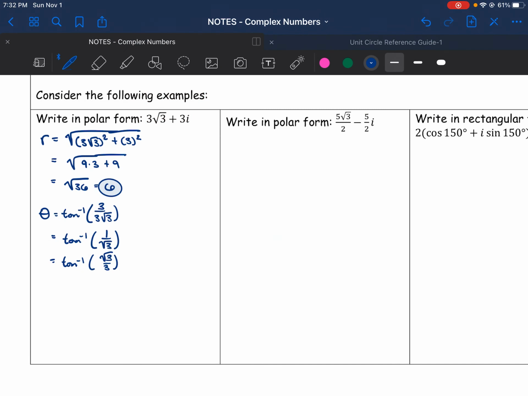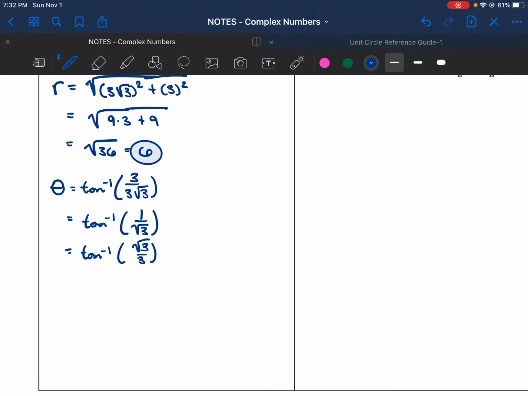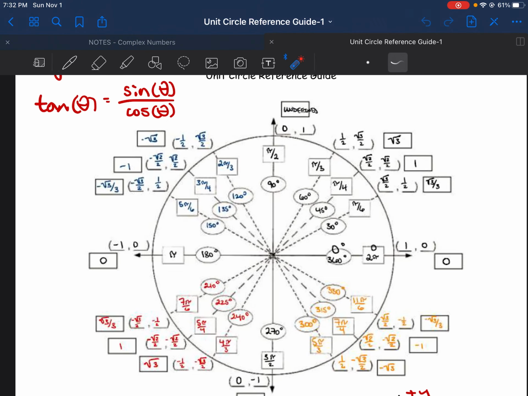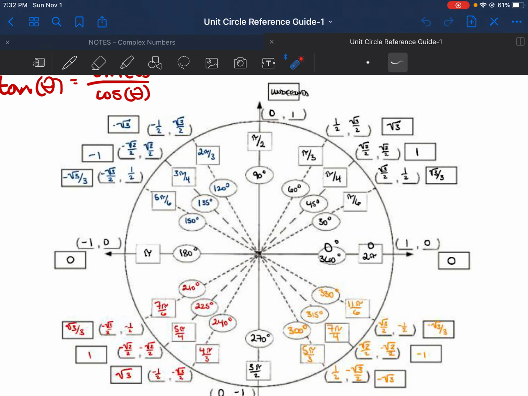Awesome. So going back to our notes, we want to find the inverse tangent of square root of 3 over 3, or in other words, which angle on our unit circle has a tangent of square root of 3 over 3. Well, for the tangent value square root of 3 over 3, I can see one is here at 30 degrees, and I can see another is here at 210 degrees. So which one do we pick?